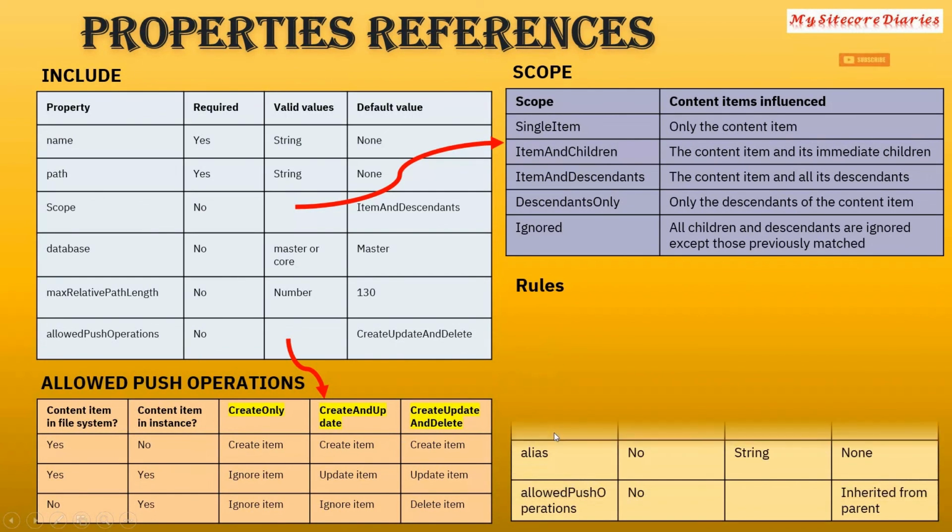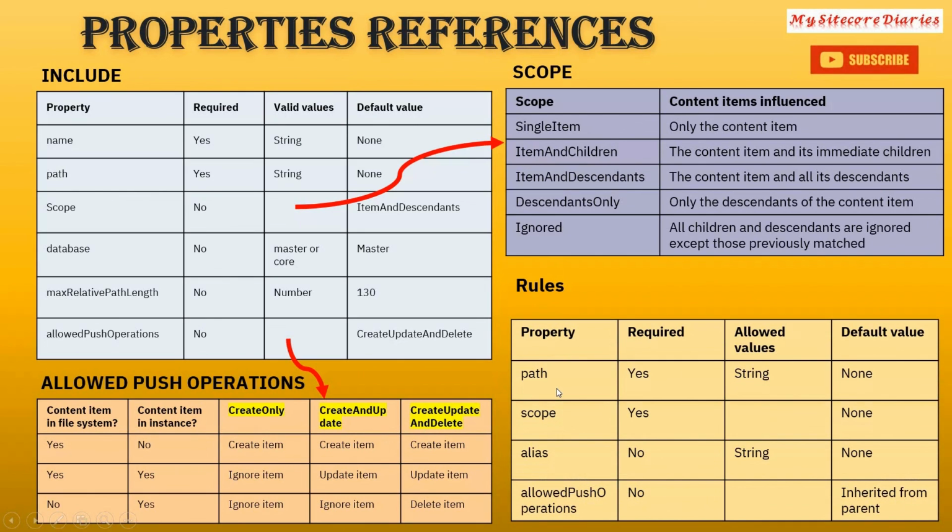Okay, for the rules, path is mandatory and scope is mandatory. The scope values are the same here. Alias is optional. Allow push operation is optional, and all the values remain the same.